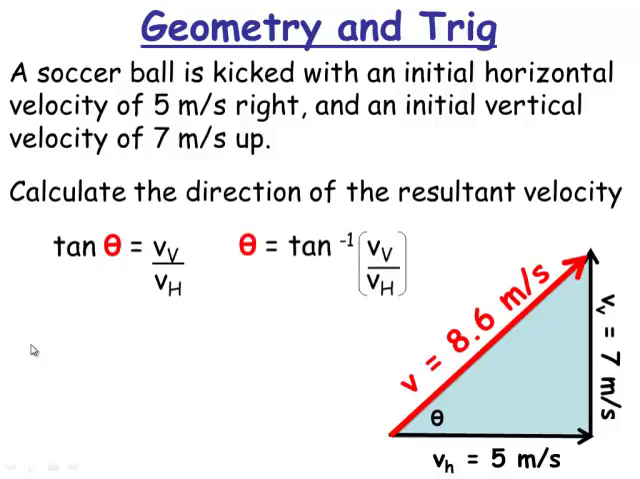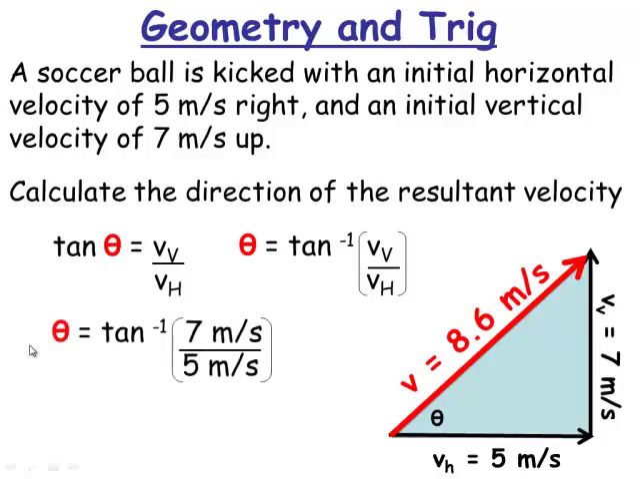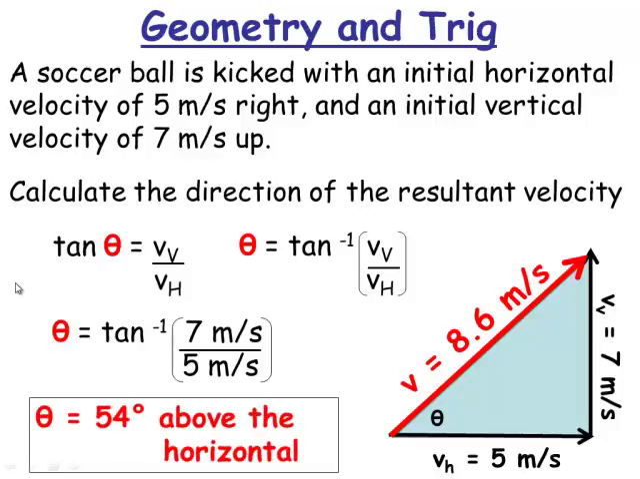I can rearrange that equation so that the value that I'm solving for is all by itself. In order to do that, you would have to take the inverse tangent of both sides of the equation. Now I can solve for theta by plugging in to my formula 7 meters per second and 5 meters per second. Take the inverse tangent of that fraction, and you get an answer of 54 degrees, and specifically it's above the horizontal.